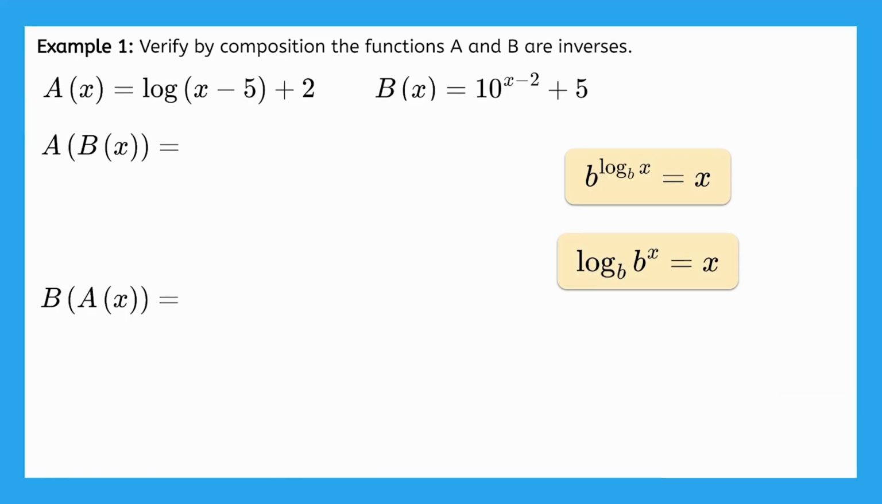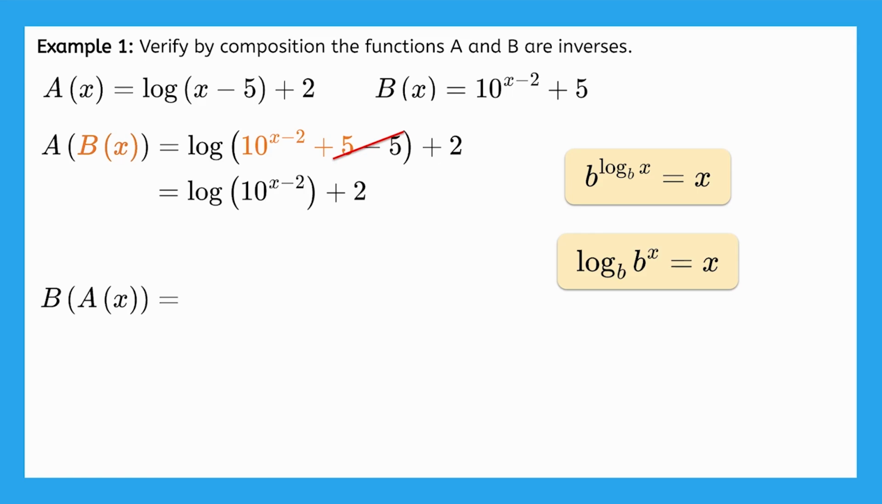We find a of b of x by replacing every x in a of x with b of x, which results in log of 10 to the x minus 2 plus 5 minus 5 plus 2. We can cancel out those 5's and get log of 10 to the x minus 2 plus 2. Since the base of log is 10, we can apply the property log base b of b to the x equals x by releasing the exponent. Lastly, the 2's cancel out and we get x, which is exactly what we were hoping we'd get.